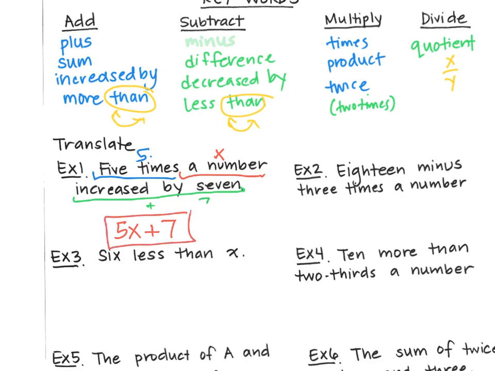For example 2, it says 18 minus 3 times a number. Again, I'm just going to go word by word and translate it. 18, I know 18. And then minus means minus. 3 times a number is 3 times, and remember when I see the word number in algebra, that actually means variable. So I'm going to use x, but you could pick any variable you like. And if it's 3 times x, you can just write that as 3x. So 18 minus 3x, and I'm done.